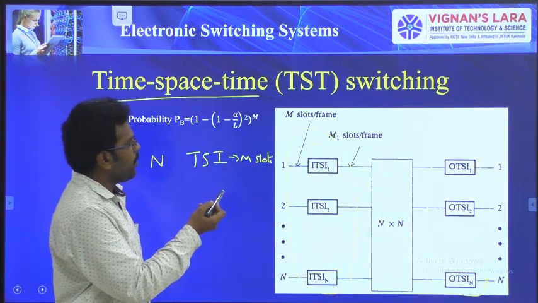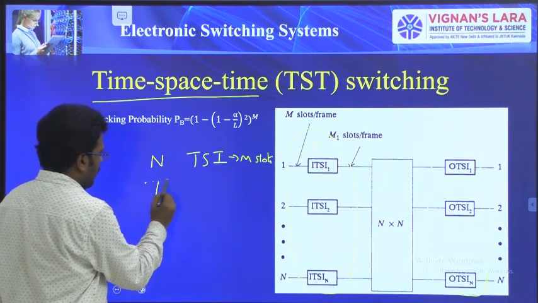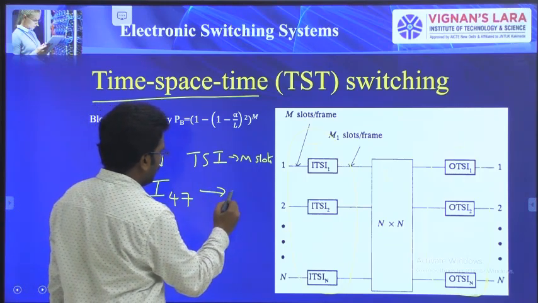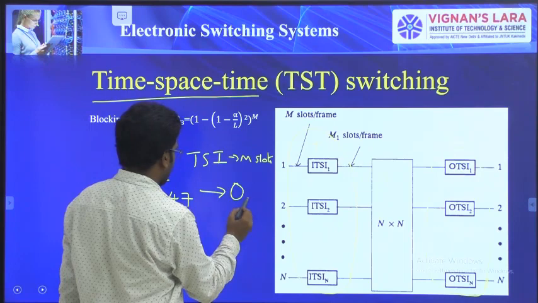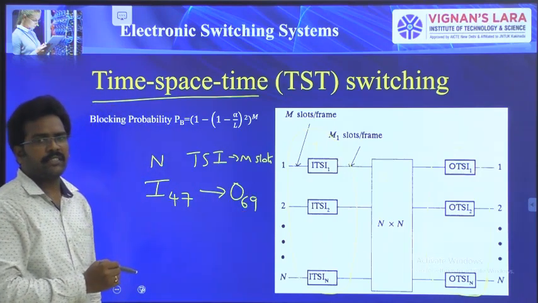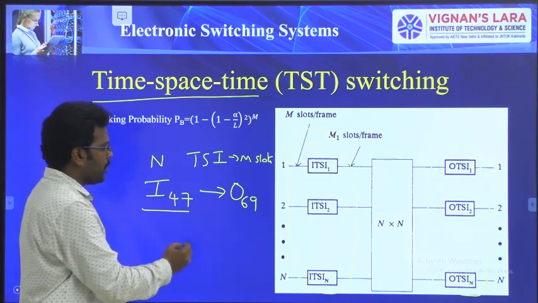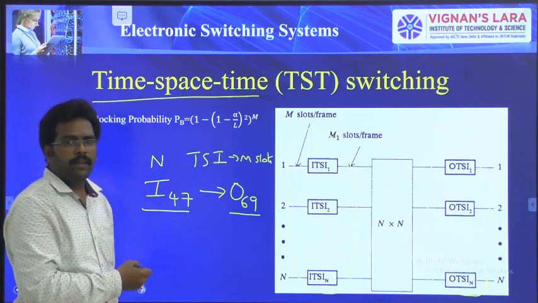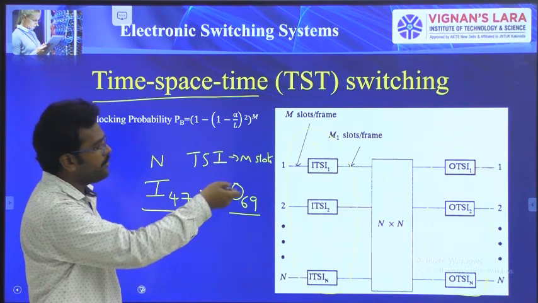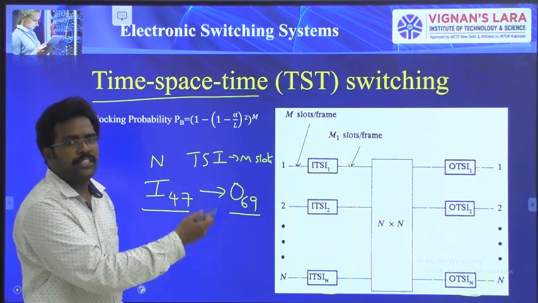What is the advantage of using this type of structure? In the previous cases, for example, I want to connect I47 to O67. I want to connect an incoming sample in I47 to O67. In the previous case, it is not possible. With the help of this structure, you are able to implement this type of configuration.